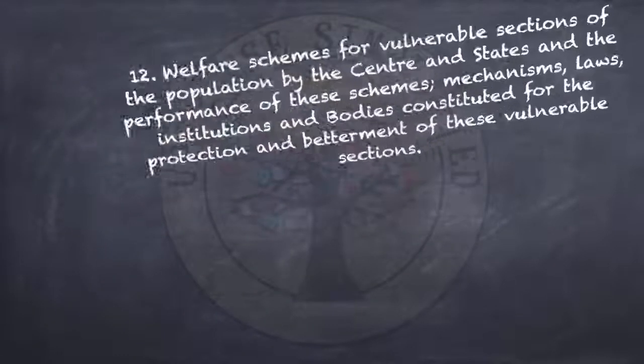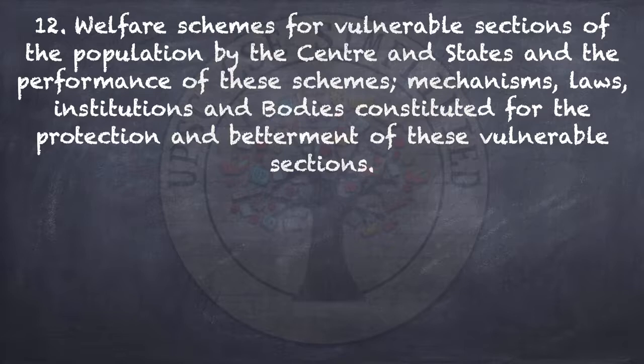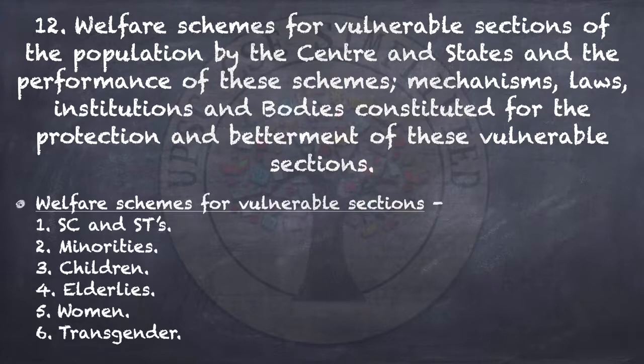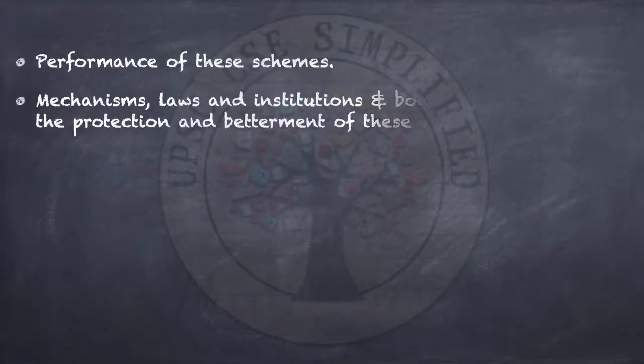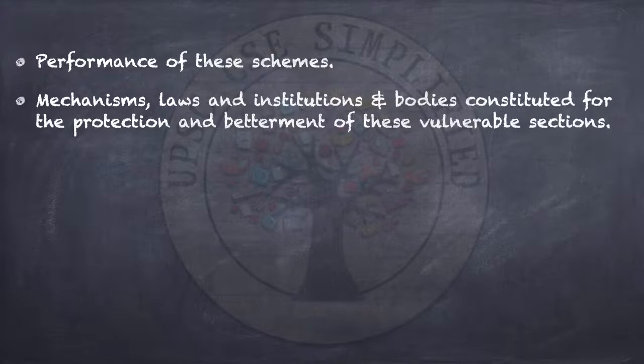The 12th topic will be the welfare schemes for vulnerable sections of the population by the center and state and the performance of these schemes, mechanisms, laws, institutions and bodies constituted for the protection and betterment of these vulnerable sections. Moving further, bifurcating this topic, we'll see welfare schemes for vulnerable sections, SC and STs, minorities, children, elderlies, women, transgender. Then we'll have the performance of these schemes, mechanisms, laws and institutions and bodies constituted for the protection and betterment of these vulnerable sections.